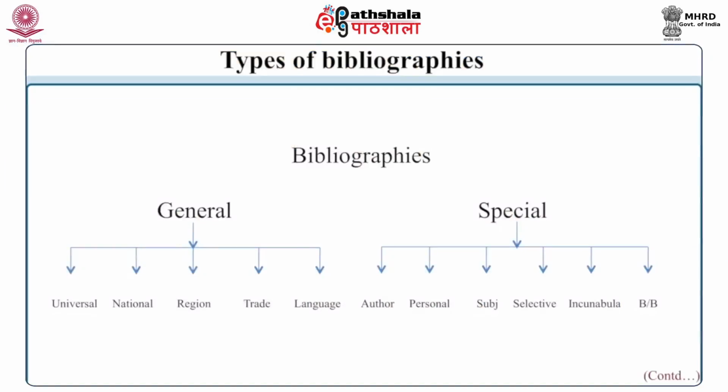So based on the nature of the bibliographies, enumerative or systematic bibliographies are further divided into two types, that is general and special. The general bibliographies include universal, national, regional, trade, and language bibliographies, because they are not confined to a particular author or a particular subject or a particular type of material like incunabula. Special bibliographies include author, personal, subject bibliographies, selective bibliographies, incunabula, and bibliography of bibliographies.